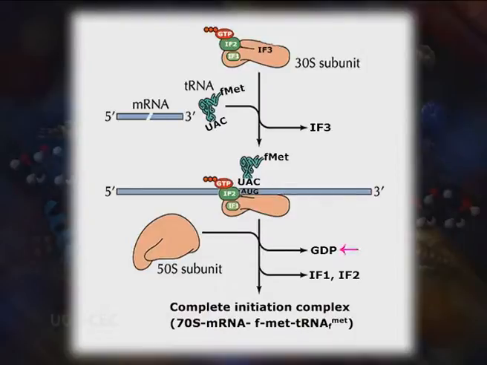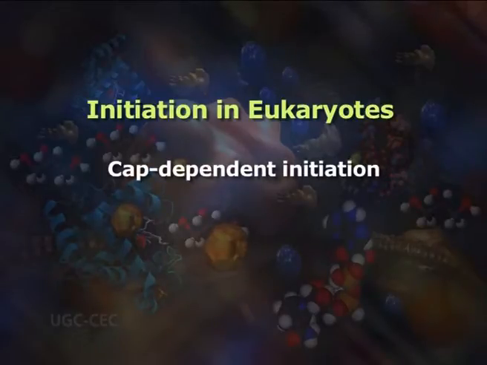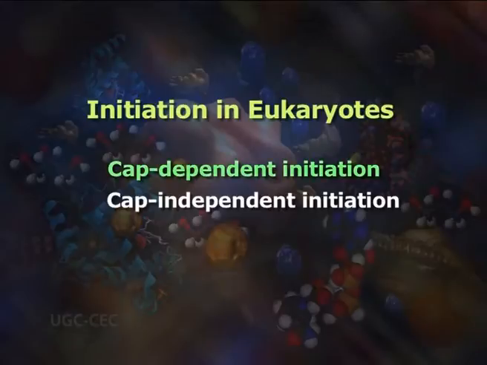At this point, GTP is hydrolyzed and the GDP, IF1 and IF2 are released, and the stage is now set for the elongation step in prokaryotes. Initiation in eukaryotes is of two types, that is cap dependent and cap independent initiation. In eukaryotes, at least 10 soluble protein factors have been identified. We will now learn cap dependent initiation in eukaryotes.